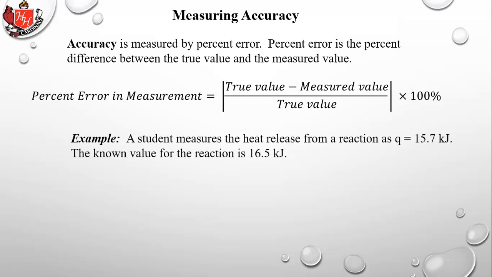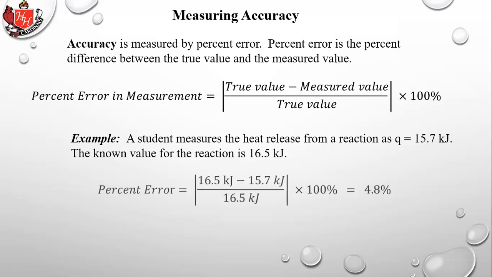So example, a student measures the heat release from a reaction as Q. Q is the abbreviation for heat. We'll get into that later. 15.7 kilojoules. The known value for the reaction from experiments and from books where it's been measured accurately is 16.5 kilojoules. So that's the true value. So you take the true value minus your value divided by the true value, multiply by 100%, and you get 4.8. Those two vertical lines are absolute value symbols.